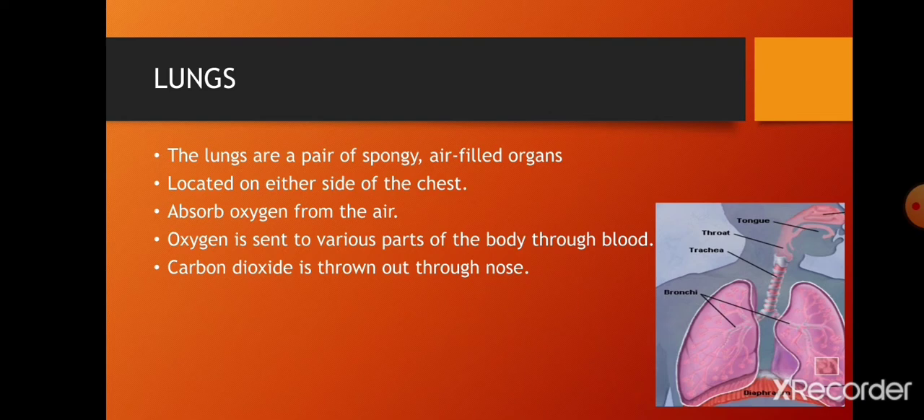Taking in and giving out gases. So which gas we take in? We take in mixture of many gases. From there oxygen is absorbed by the lungs, and this oxygen is sent to various parts of the body through blood. And then carbon dioxide is thrown out through nose. This is how our body, or the lungs, function.